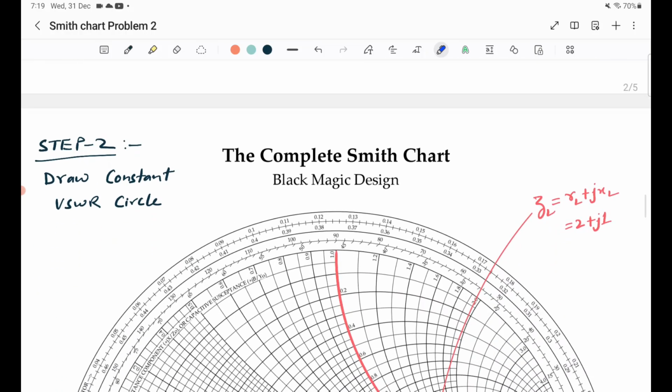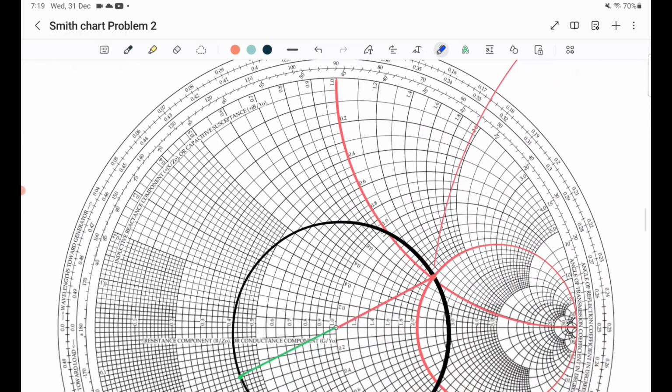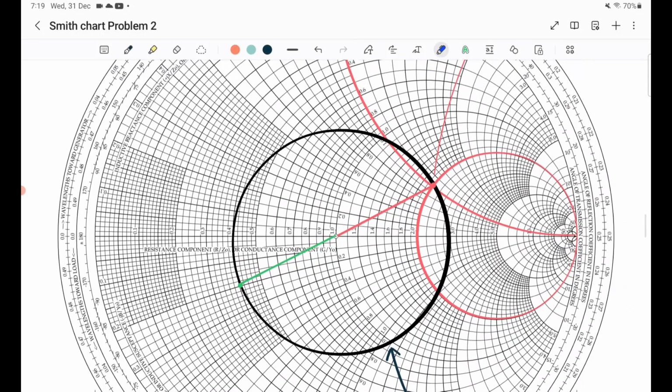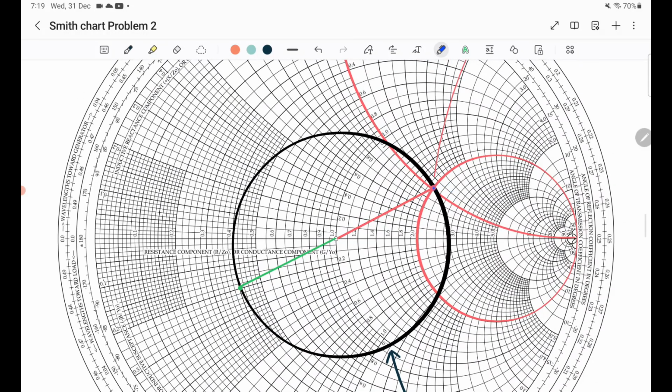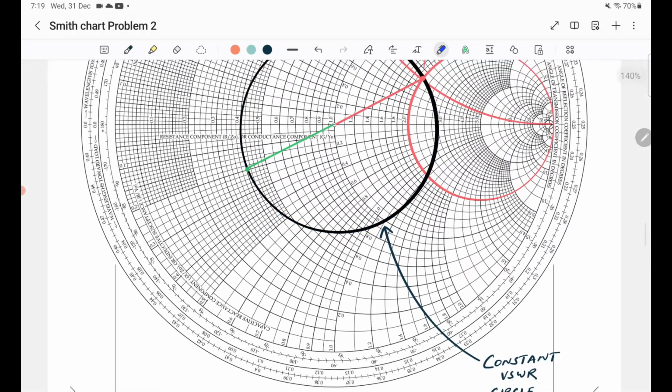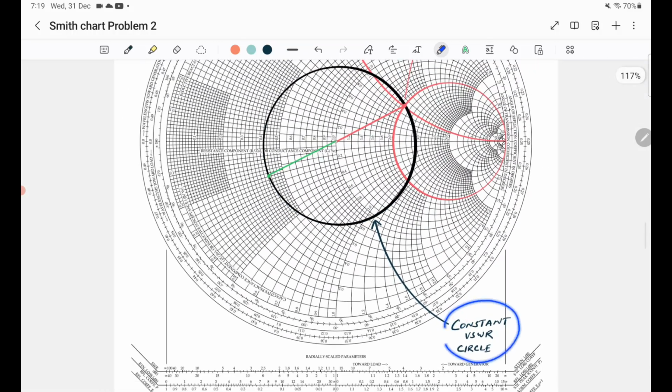Step number 2 is draw the constant VSWR circle. Using this particular point, you are going to draw the VSWR circle. From the center of the Smith chart, if you take this radius and draw a circle, this will become your constant VSWR circle. So this is your constant VSWR circle.